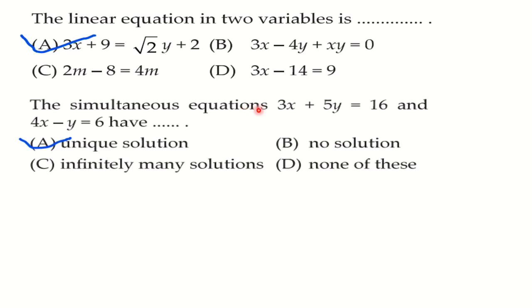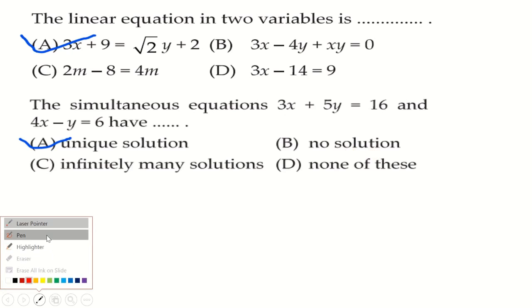The simultaneous equations 3x plus 5y is equal to 16 and 4x minus y is equal to 6 have. Four options are given: unique solution, no solution, infinitely many solutions, and none of these. Here also you are going to make use of Cramer's rule. You find the value of determinant D. If determinant D is not equal to 0, then the equation has a unique solution. I told you that. If the value of D is not 0, then the equation has a unique solution. So you find out D, you write down the determinant D by using these numbers.